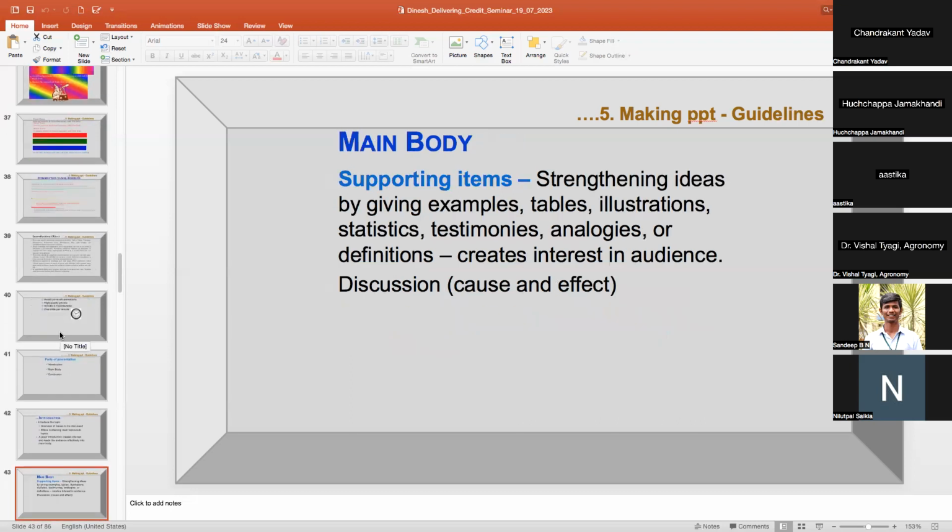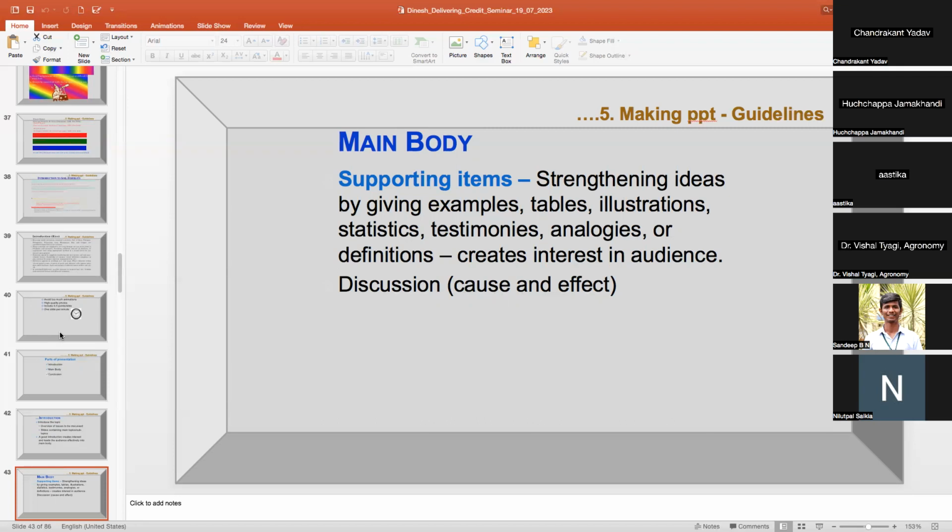Now, in the main body, you have the main information about the topic, and you have several supporting items. For strengthening ideas, you will give examples, case studies, data, tables, illustrations, some statistics, some testimonies, analogies, or definitions. So this is the main body, where you are justifying your topic, or giving the most relevant information to your topic. These kinds of presentations create interest in the audience.